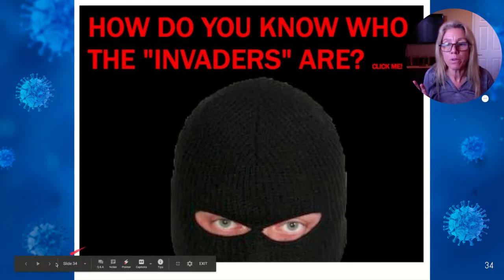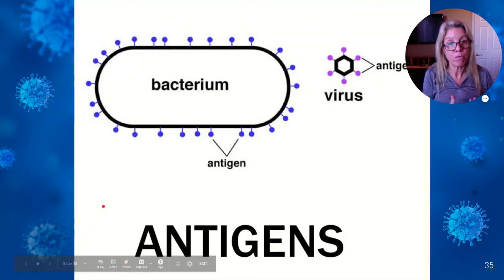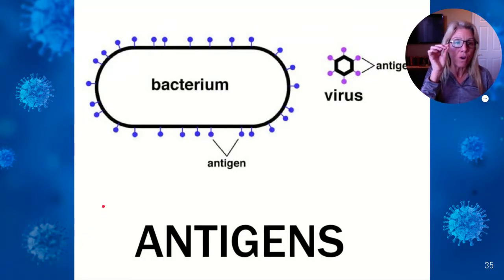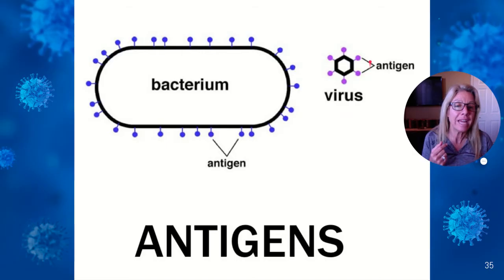So how do we know who the invaders are? Well, remember we talked about PAMPs before, right? These are conserved proteins or carbohydrates of pathogens. And the specific area of it that triggers an immune response is called an antigen. So there are antigens that are specific to bacteria. There are antigens that are specific to viruses. Now, let me make a note of that.